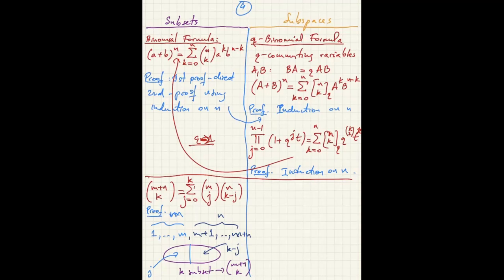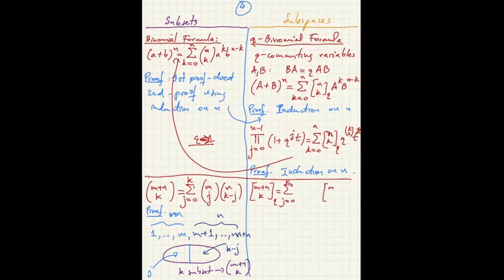Now, what happens in the q situation for this Gaussian coefficient? Well, you have a similar formula, but again, there will be a twist. So you have m plus n choose k. So you're counting the number of k-subspaces of a space of dimension m plus n. This will be the summation from j equals 0 to k as before, and you have here m choose j with a q and n choose k minus j as before. But you don't have just one way of putting these things together. You are going to have q to the power m minus j times k minus j. Again, when q goes to 1, the formula on the right implies the formula on the left.